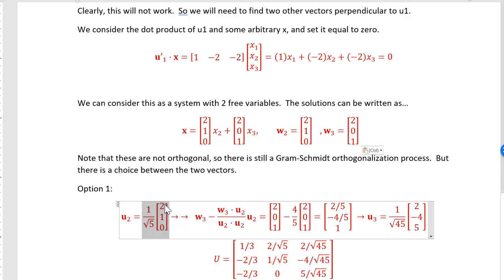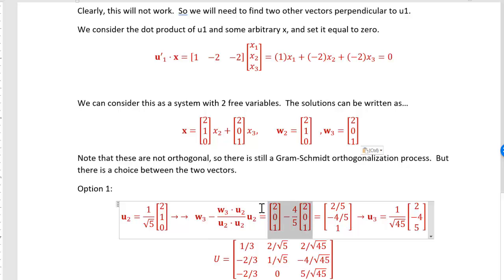U2 is going to be the normalized version of W2. And then the Gram-Schmidt process formula says that if we want to have the W3 part of it, we're going to have W3 minus a scaling constant that was built from a projection onto U2. This vector projected onto U2 and subtracted from W3 is going to give us our perpendicular vector to U2.